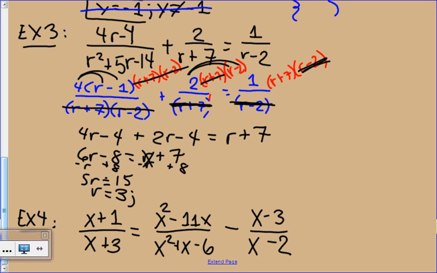And just make sure what r cannot equal: negative 7 and positive 2. And nothing conflicts, does it? No, so there's our answer.